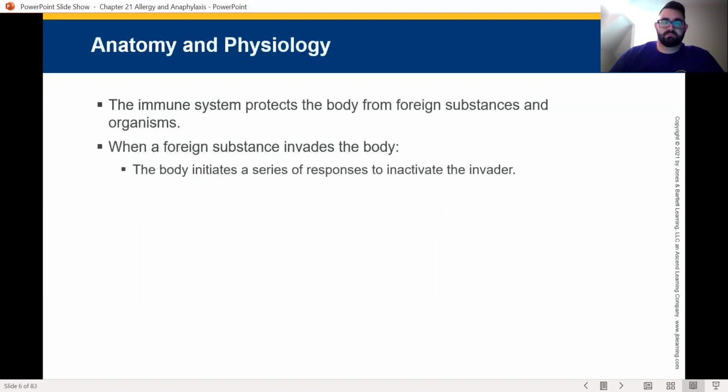So the immune system protects the body from foreign substances and organisms. When a foreign body enters the body, it initiates a series of responses to inactivate the invader, to inoculate it, to destroy it, beat its butt.